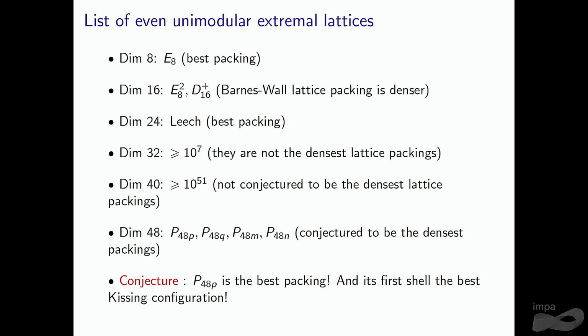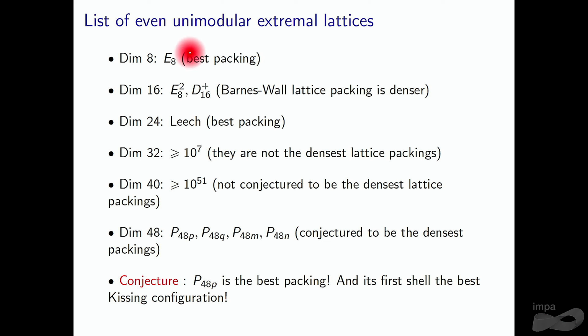So here I have a list of some even unimodular extremal lattices in the first dimensions. In dimension 8, there is just one, the E8 root lattice, which was proved to be the best packing. Dimension 16 will have 2. But it's proven that there is another lattice, called the Barnes-Wall lattice. It's not even unimodular extremal, and it's proven that it gives a higher density.